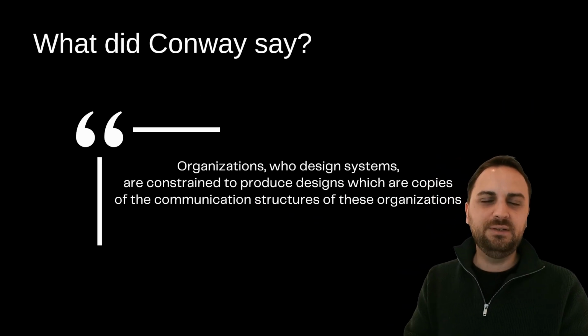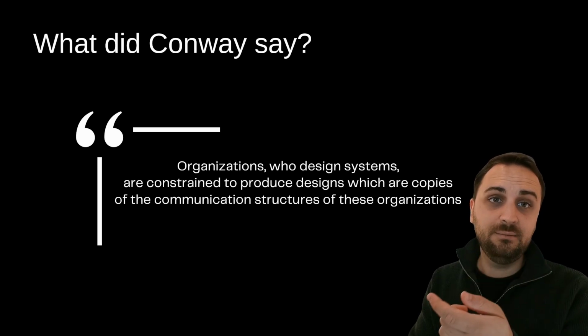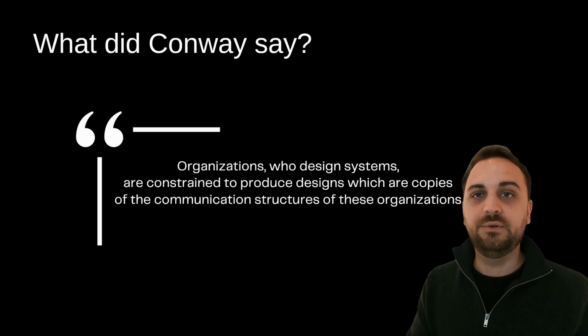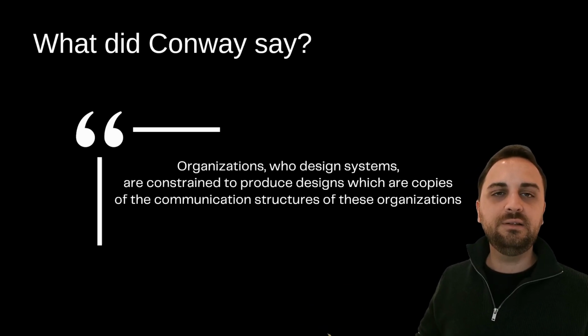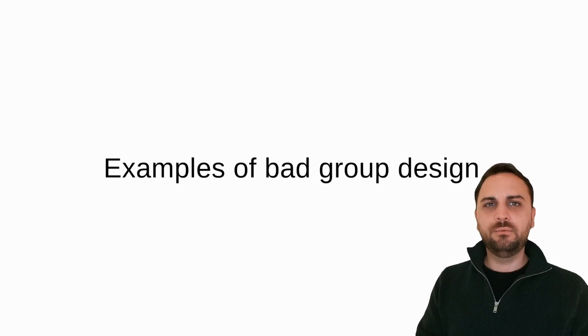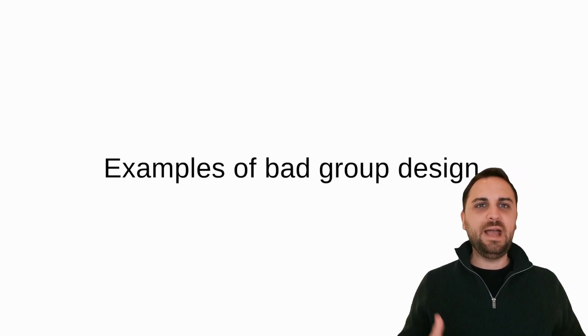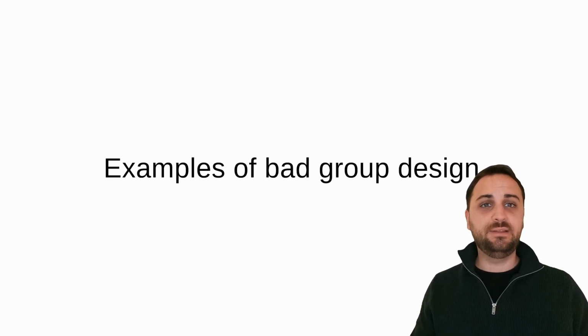What was it that Conway actually said, right? Organizations which design systems are constrained to produce designs which are copies of the communication structures of these organizations. The company structure ends up being written into software code. So what does that look like? Let's think about bad group designs, things we've seen in practice that we just don't like.